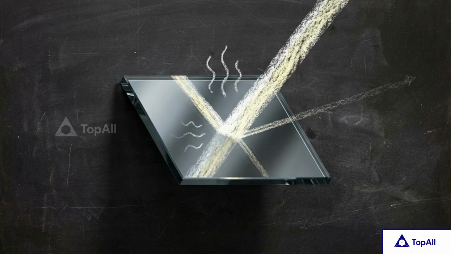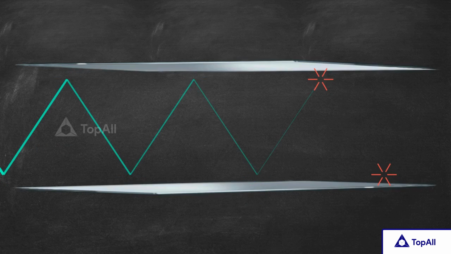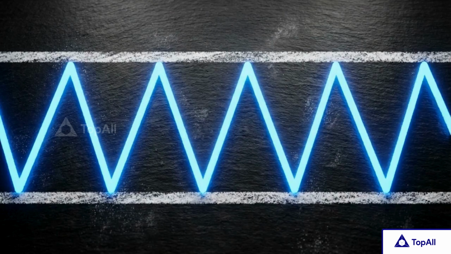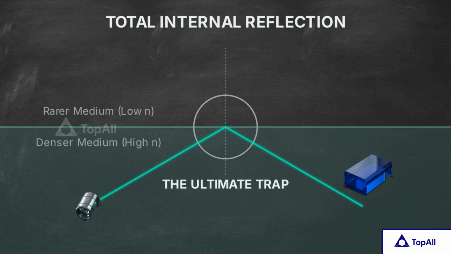If you want to bend that light around a corner, you might think to use a standard mirror. The problem is that standard mirrors absorb a small amount of energy with every single bounce, weakening the beam until it fades entirely. But there is a phenomenon called total internal reflection, or TIR. TIR is an optical effect where light hitting a boundary is completely reflected back into the original material, acting as the ultimate trap with 100% efficiency.